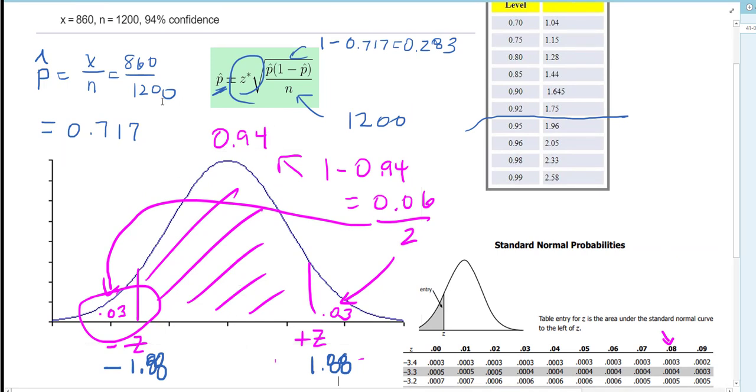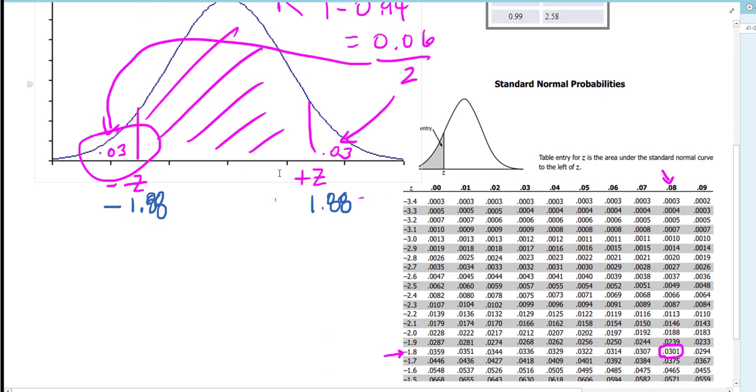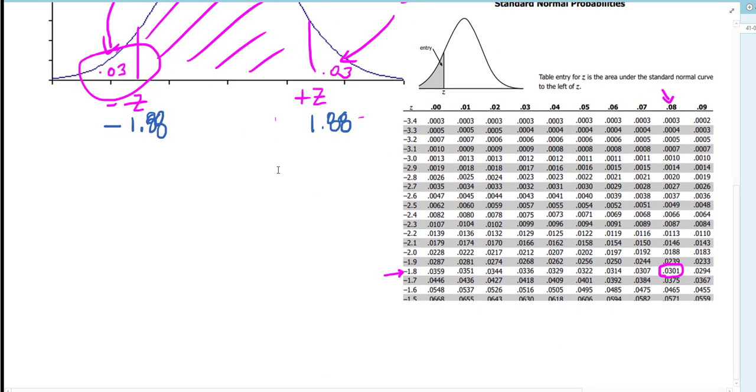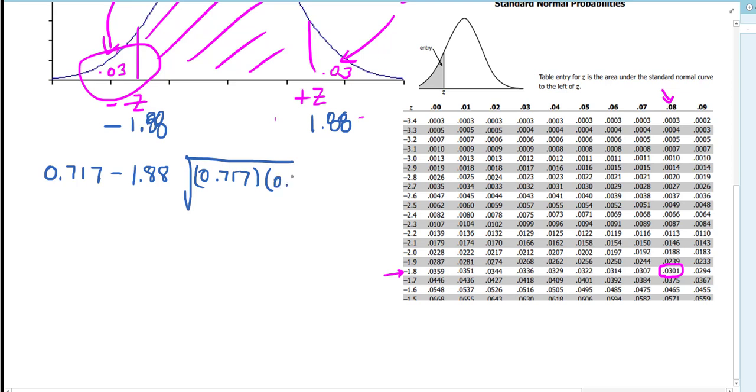So let's do this. Remember where all these numbers are coming from. I'm going to do 0.717 plus and minus my z-score, times the square root of my standard deviation. Let's do the lower bound. So this will be 0.717 minus my z-score, 1.88. That's why this is the lower bound: it's the minus the z-score. And then times my standard deviation, which is my p hat times my 1 minus p hat, which we did above, 0.283, and then all divided by the sample size n, which was 1200.